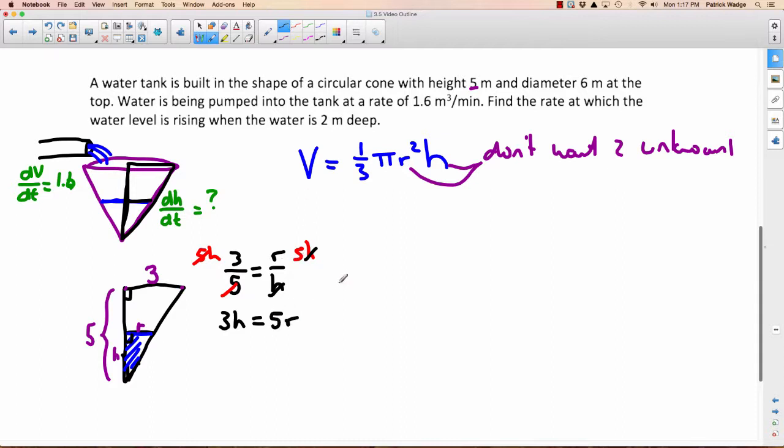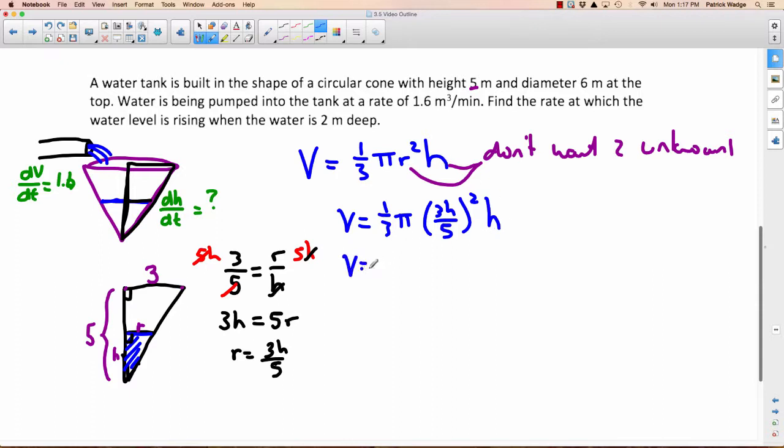And remember which one I said we should probably solve for? R. So let's divide both sides by 5. I get R equals 3H over 5. Great. The reason that's very useful is because now if I go back to this, I can plug in 3H over 5 squared, don't forget the squared, times H. That H is still there.